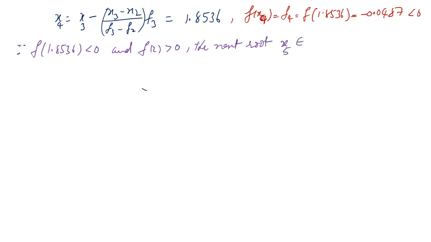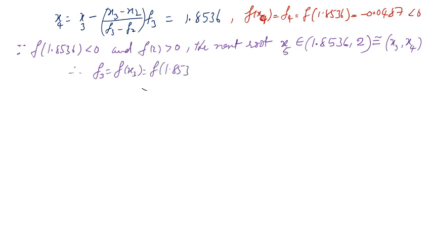the next root x5 belongs to 1.8536, 2. So what is this interval? Now for x5, here you will get x4, and here x3, x4. Therefore, what does f3 become? F of x3 is nothing but f of 1.8536, and we already have this value 0.0487, and f4 value is f of 2. Directly this is 4.